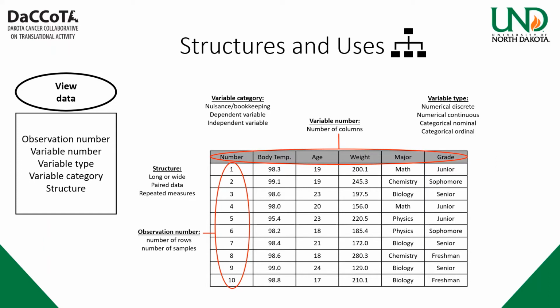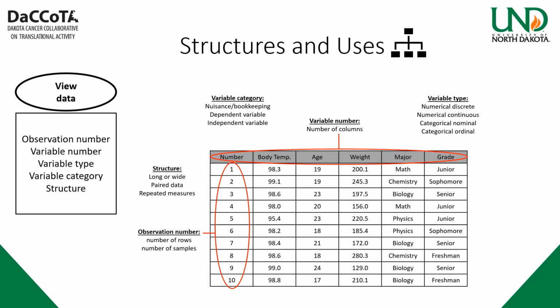Then there's the dependent variable. This is usually the variable or variables you care about, you want to analyze. So here I have body temperature. And then independent variables, like these four, are ones that we expect have a relationship or can help predict body temperature. Now within the variable categories, there's types.